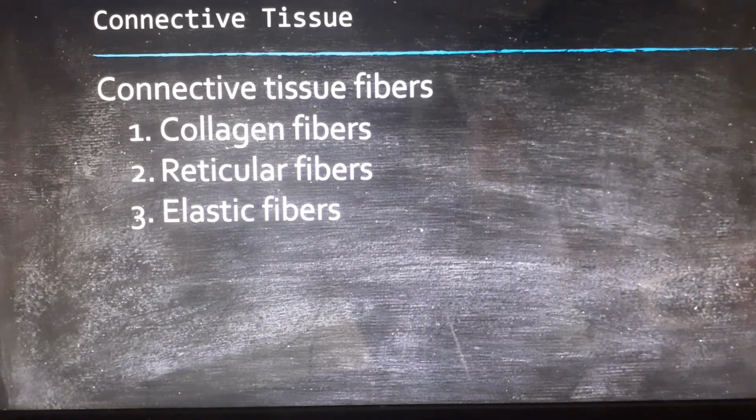Now, the fibers, I've said this a couple times, there are 3 different kinds of protein fibers that you'll find in connective tissues: collagen fibers, reticular fibers, and elastic fibers. These are all made of proteins, and they are all kept outside the cells because, guess what? The fibers are bigger than the cells that make them.